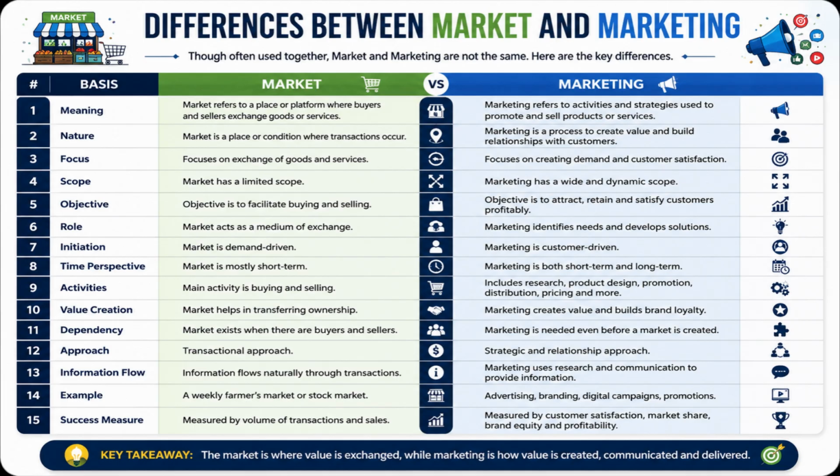Number 12. Market follows a transactional approach, whereas marketing follows a strategic and relationship-building approach. Number 13. Information in a market flows naturally through transactions, whereas marketing uses research and communication tools to gather and share information. Number 14. Examples of markets include stock markets, wholesale markets, and farmers markets, whereas examples of marketing include advertising, branding, digital campaigns, and sales promotions.